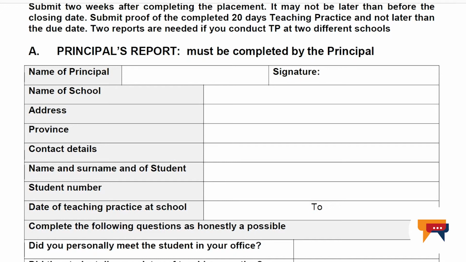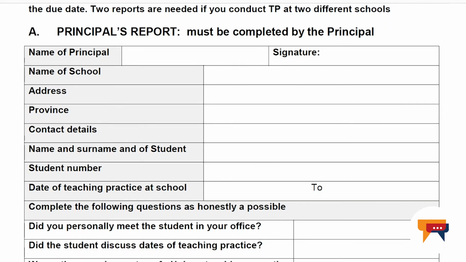Section A of your principal's report. That is document 1 of your assignment 2. Section A comprises the following. There must be the name of the principal, signature of the principal, the name of the school, and the address of the school in full, including the zip code or the area code. Remember, you're a teacher and you are teaching your learners to do the right thing. I'm also training you to do things the right way. Write the school address in full, including the area code.